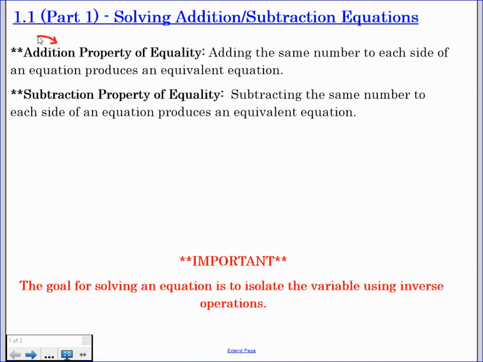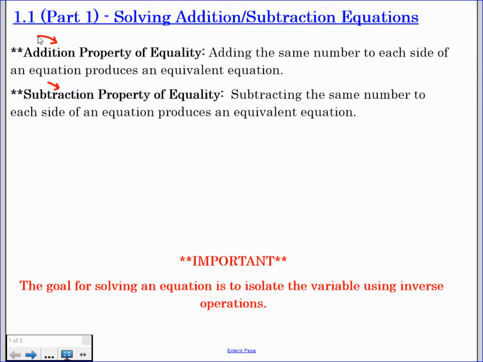So we're looking at this first definition right here. The addition property of equality says that adding the same number to each side of an equation produces an equivalent equation. Okay, equivalent is a fancy mathematical term for the same. So if we add the same number to each side of an equation, the equation remains the same. The subtraction property says the exact same, except we're talking subtraction. Subtracting the same number to each side of an equation produces an equivalent equation. Here's what this means, guys.